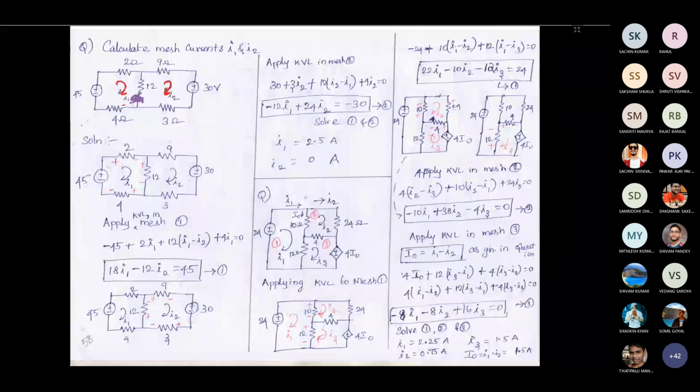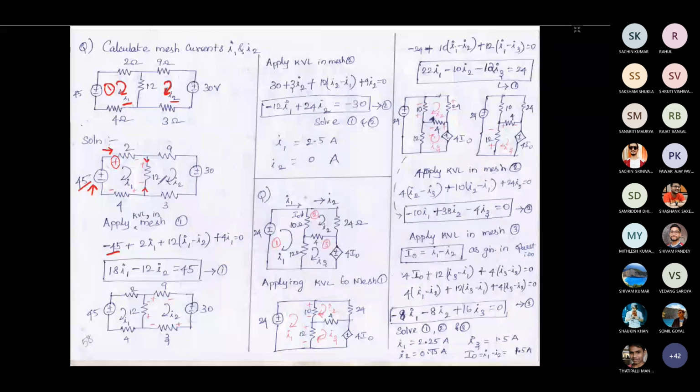So for this particular mesh, when you are writing the KVL equation, the current is entering the negative polarity of this 45 volt source, so we will get minus 45. Then based on the current direction, we can consider that this is a positive polarity because current will enter this terminal of this resistor, so you will get plus 2 into I1. Then if you see this 12 ohm resistor, we are getting two currents. One current is coming from top to bottom and another current is coming from bottom to top.